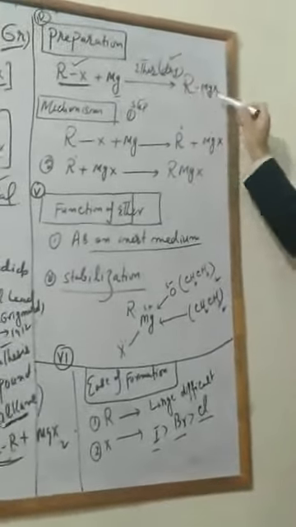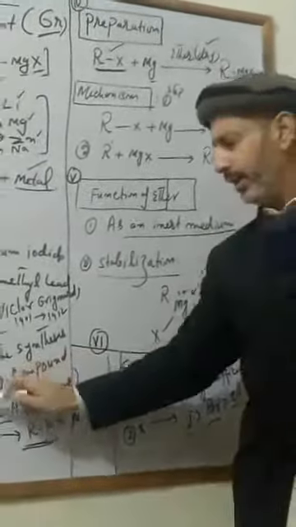So if alkyl halide or aryl halide reacts with magnesium in dry ether, this point should be kept in mind. The ether must always be dry, meaning it should not contain any traces of water. Otherwise, water in the solvent will react with alkyl magnesium halide like this one.